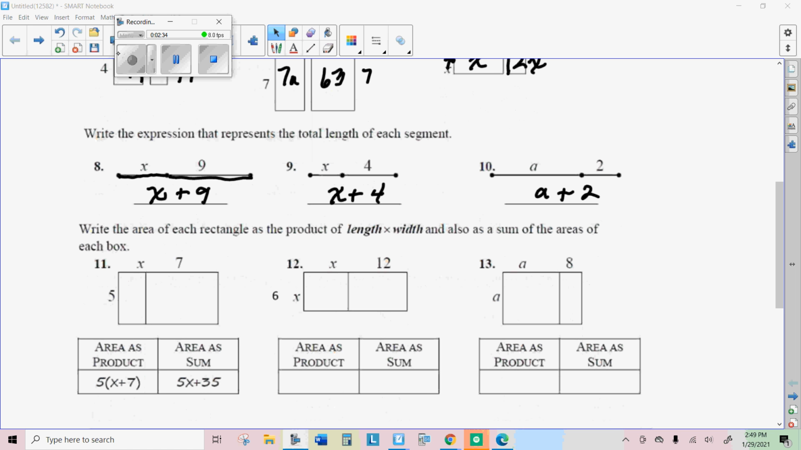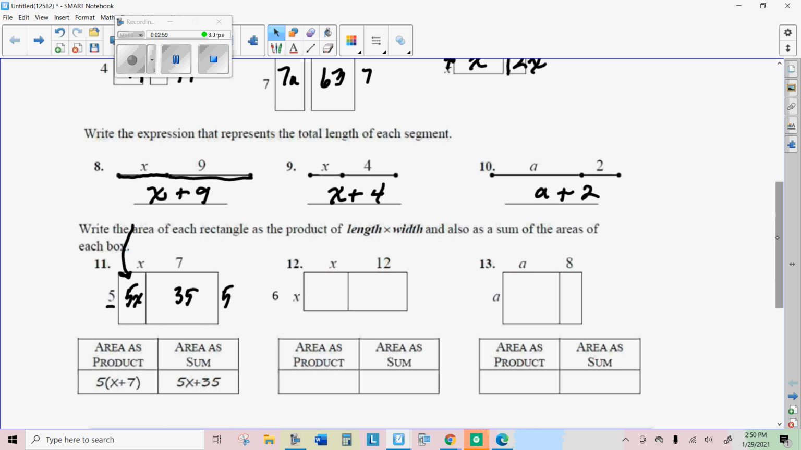All right, now here's where we're going to learn how to use a rectangular diagram to help us multiply expressions together. So I'm going to find the area of this part right here by multiplying the 5 and the x together. So the area of that rectangle is 5 times x. And the area of the other rectangle is 5 times 7, which is 35.